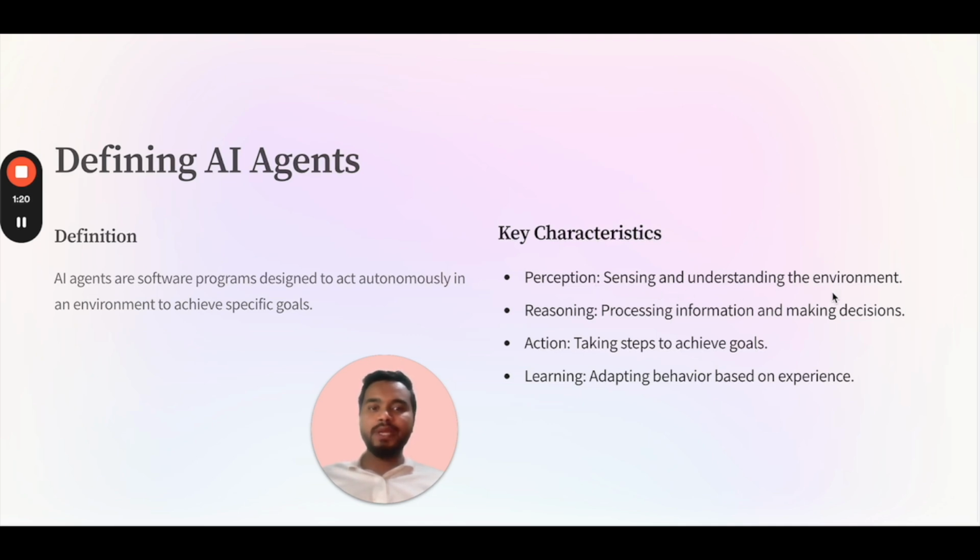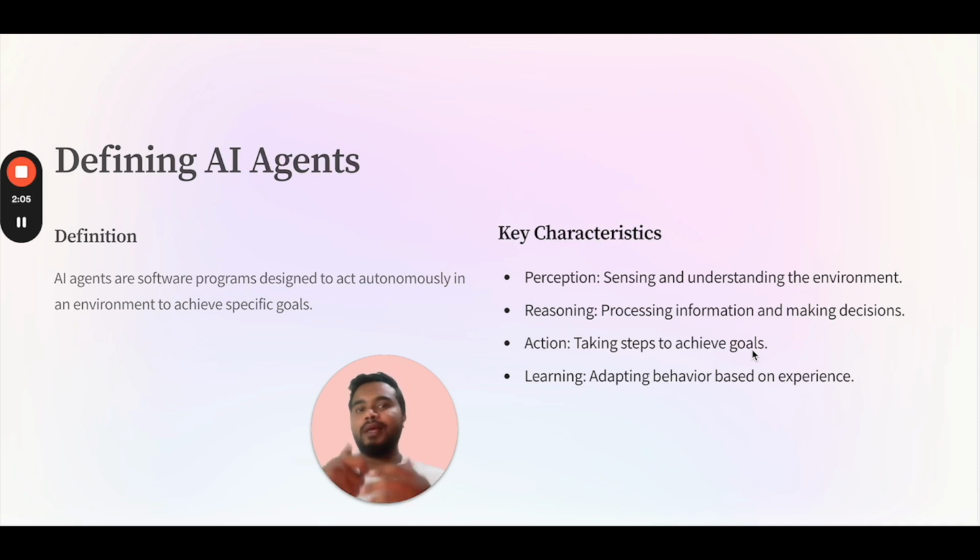So where do they get this sensing and understanding of the environment? We, as users, try to provide some context. For example, saying act as a teacher and help me solve this problem. This is how we help them understand the environment. Reasoning: they process information and make decisions on their own. That is done by themselves. Behind the scenes there is something called an LLM, which acts like the brain of the agent. It is capable of processing that information and making certain decisions around it.